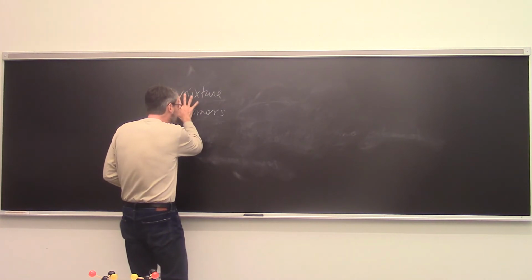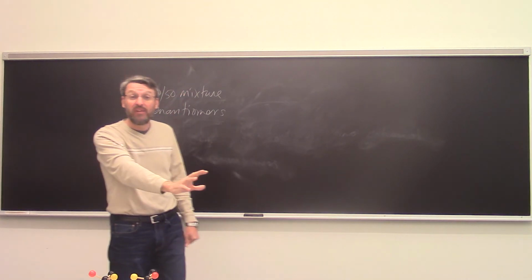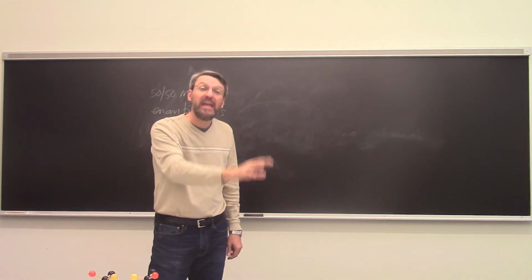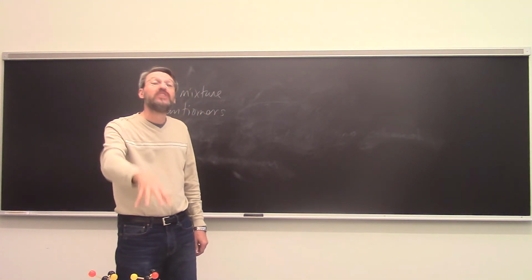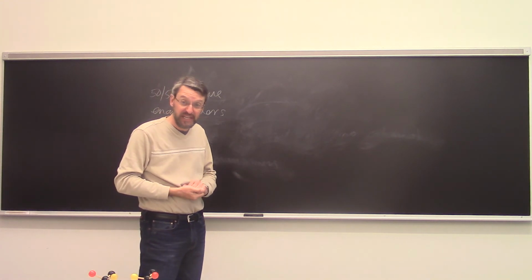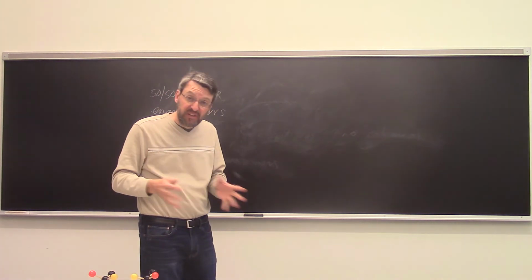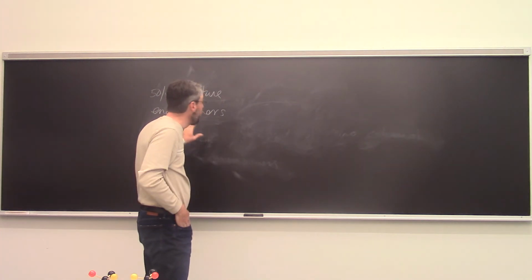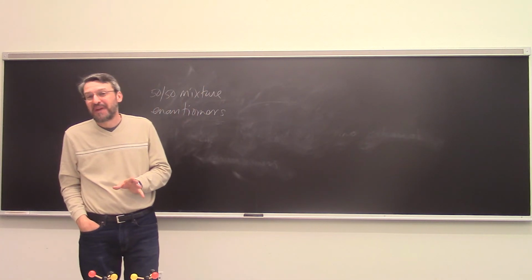So I need to react the enantiomers to make them different molecules that are diastereomers, then do the separation, then do another reaction to try to remove what I added in the first place to get back to the enantiomers. Again, that's a very difficult and complicated process, and it's really one that you do not want to do if you don't have to.